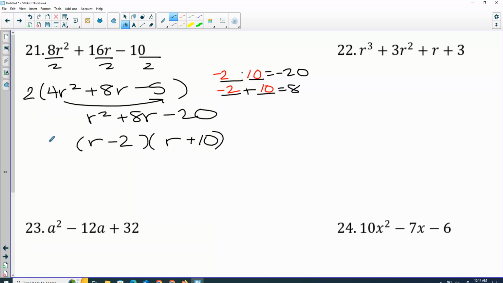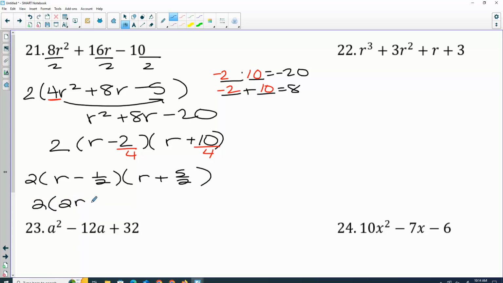Now, the 2 that I factored out is still there, but we have to undo our slip and slide. We multiplied by 4, so we have to divide it. Make sure you are reducing those first, even if you have to write out that step. 2 over 4 is 1/2. 10 over 4 is 5/2. So then you slide your denominator in front. So we have 2 times 2r minus 1 times 2r plus 5.